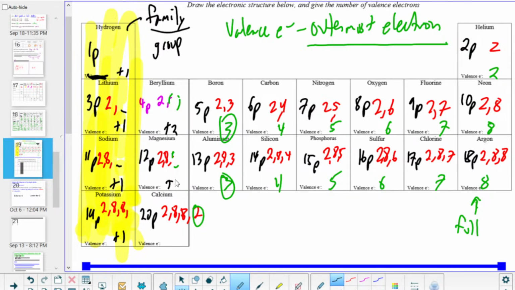Plus 2. And they all do that. What would we do here? What would the charge be? Plus 3. I'm going to get rid of that. So this would be plus 3, plus 3. Now we get to here.